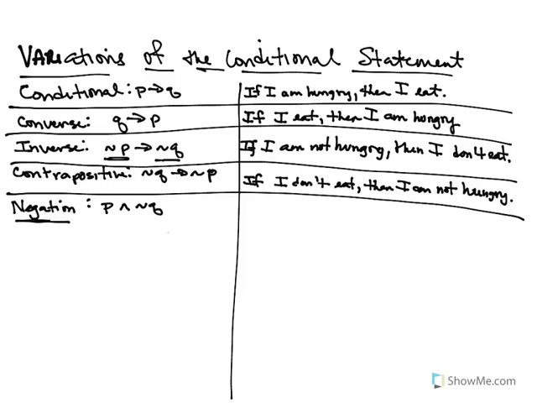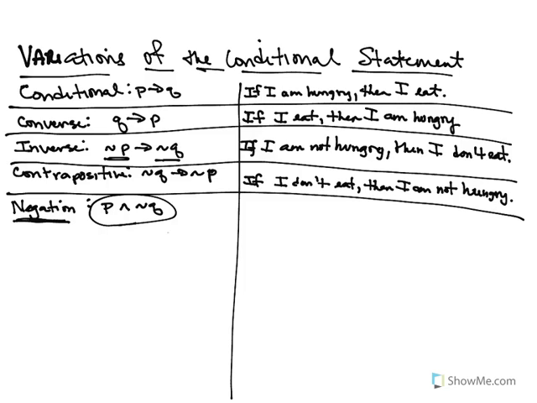The last one is the negation. So the negation of a conditional is different from negating a simple statement. The negation of the conditional isn't just you throwing in nots into the statements. The negation of the conditional completely changes the symbol and the connective of the conditional statement. So the negation of the conditional changes it into an and.